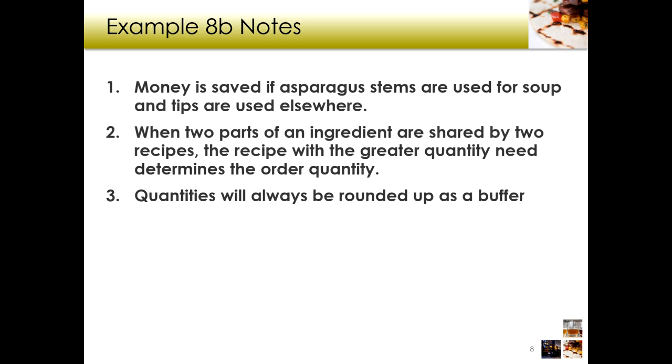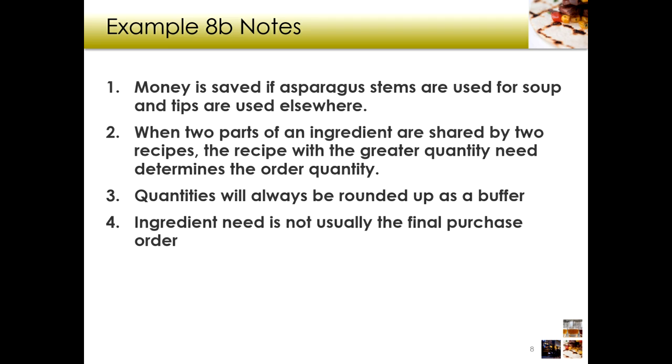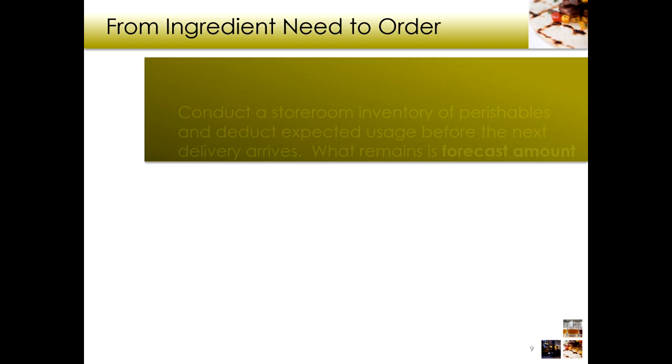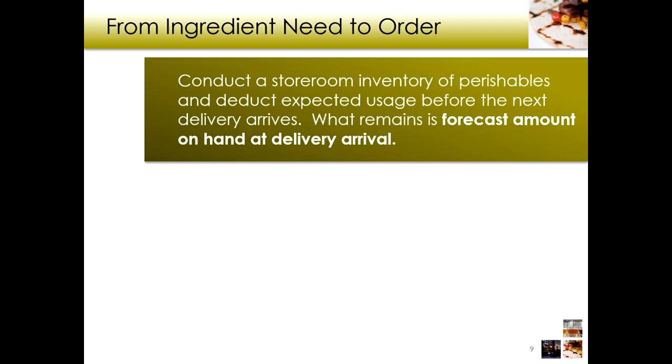And obviously quantities are always rounded up as a buffer, and then they might even be rounded up because of the pack size or the case size that we can actually buy, right? Ingredient need is not usually the final purchase order, right? It's always going to be a little bit more. So, okay, once we know how much we need for those 15 people for our soup, we need to determine, do we have anything in our cooler still? Do we have any asparagus in our cooler still that we need to use up, right? So we're going to go to our cooler, do an inventory, and see, oh, maybe we have 5 pounds in the cooler already. Well, then we don't need to order any, right?